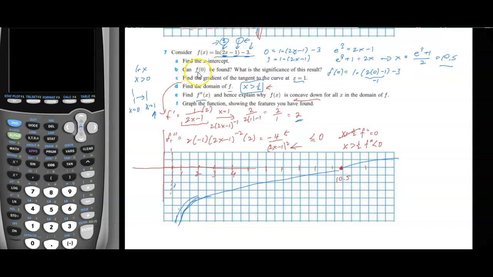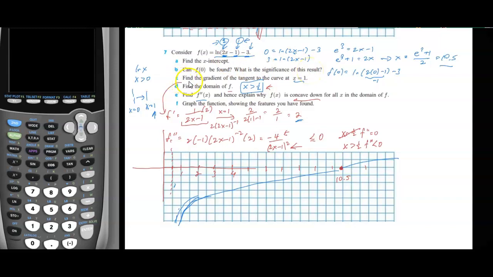Then it says, can f of 0 be found? F of 0 is when you put x equals 0 into the function. Remember, that corresponds to the y-intercept. If I put 0 into this function, notice that I'll get 2 times 0 minus 1, so I'll get natural log of -1. Can I do natural log of -1? No, natural log of -1 doesn't exist. So what does that mean? It means that there is no y-intercept.